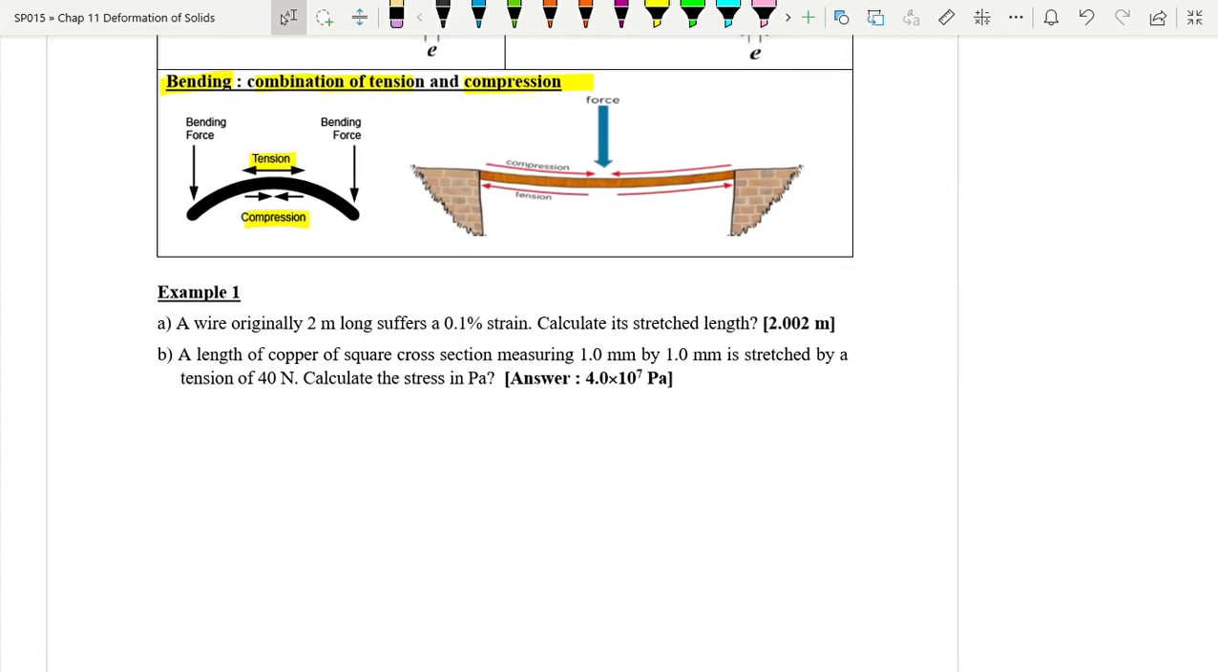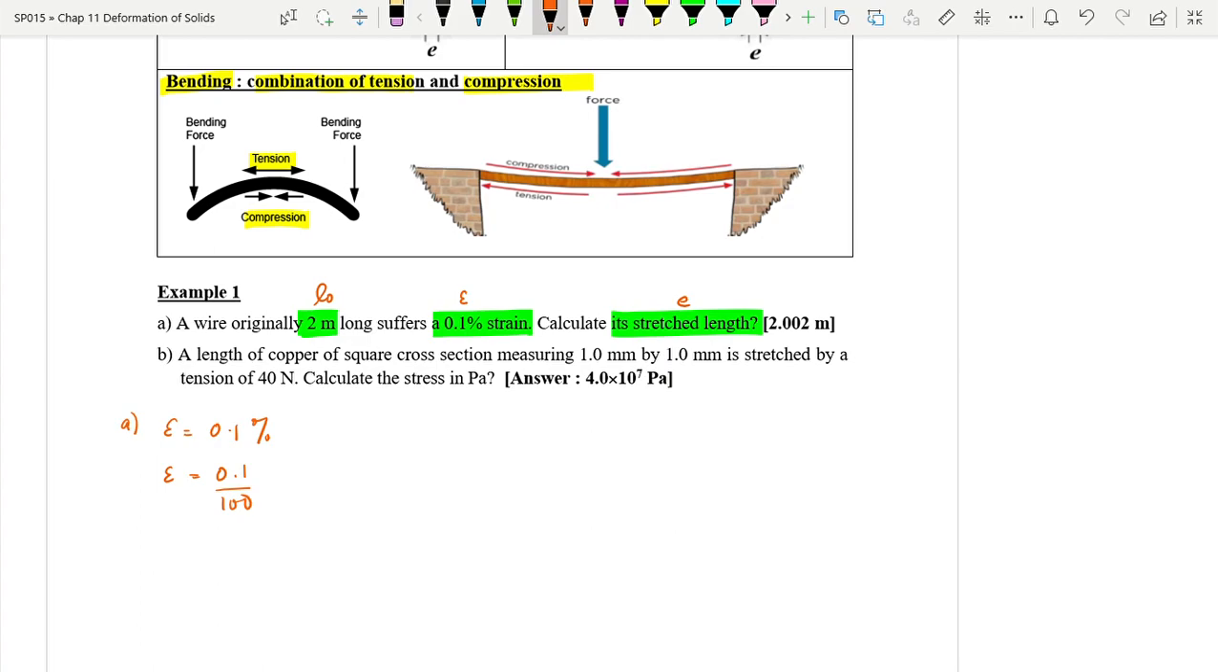Okay, there are two questions in example 1. The first one, A: a wire originally 2 meter, that is the L naught, 2 meter long, suffers a 0.1% of strain. So dia bagi percent, strain dalam bentuk percent. Calculate its stretch length. So the question asks to calculate E given L naught. For question A, your strain is 0.1%. So percent is actually over 100 lah. Okay, so ini adalah nilai yang sebenar, epsilon for the strain.